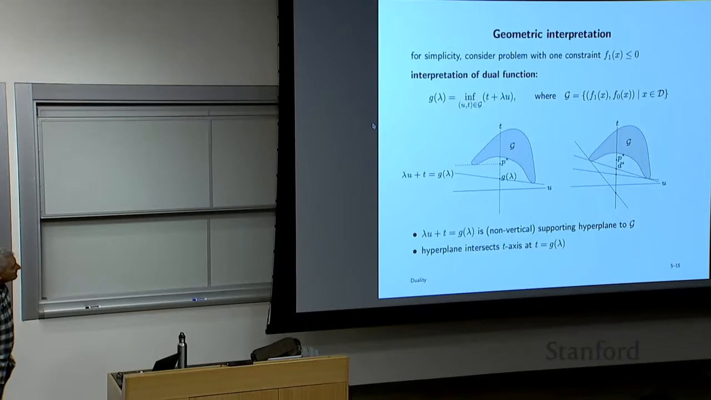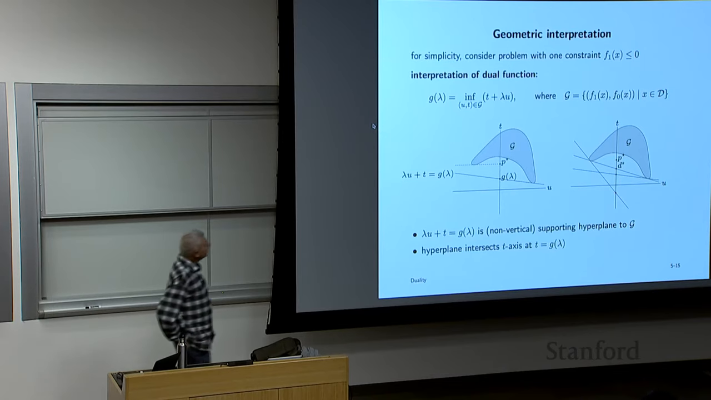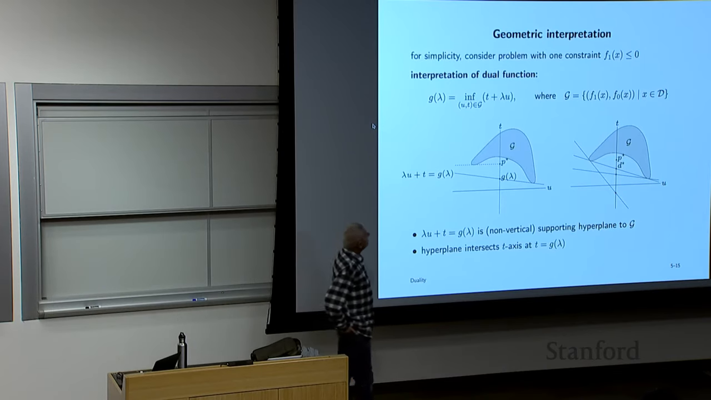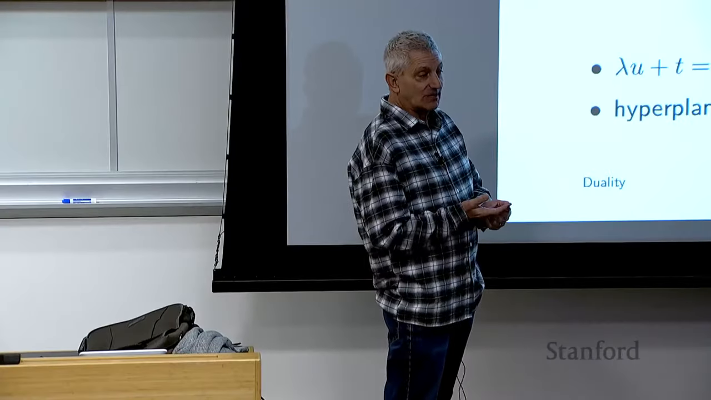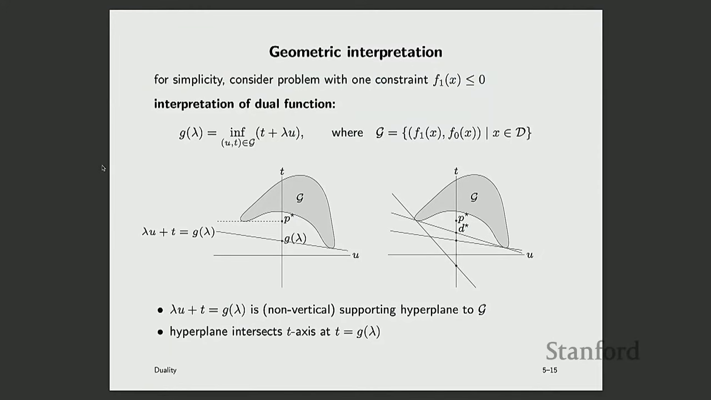Okay, so now we're going to do a geometric interpretation. We're going to solve a problem where you minimize f0 of x subject to f1 of x less than 0. This is a non-convex problem, and this is a way to visualize what p star and d star are and all that kind of stuff.